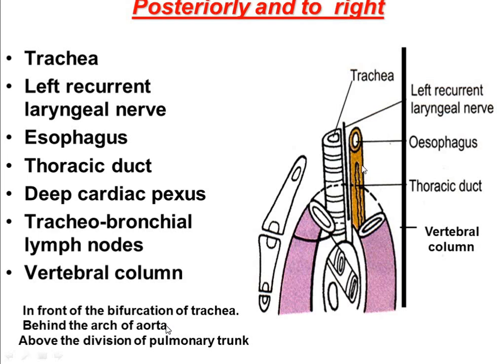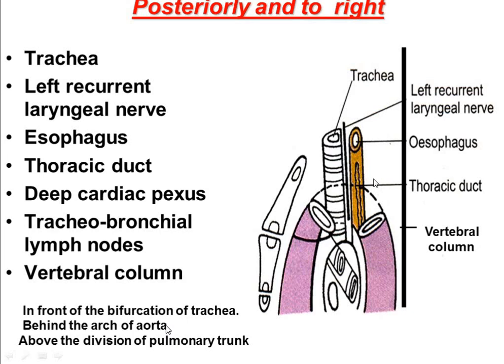Now on the right side of the arch of aorta are going to be the trachea, esophagus, then the tracheoesophageal groove with the left recurrent laryngeal nerve. Now this is curved towards the left, so that's why the left recurrent laryngeal nerve, the thoracic duct, and along with that some tracheobronchial lymph nodes, the deep cardiac plexus, and further posteriorly the vertebral column.